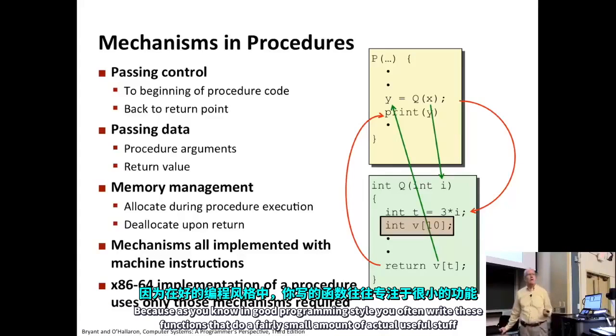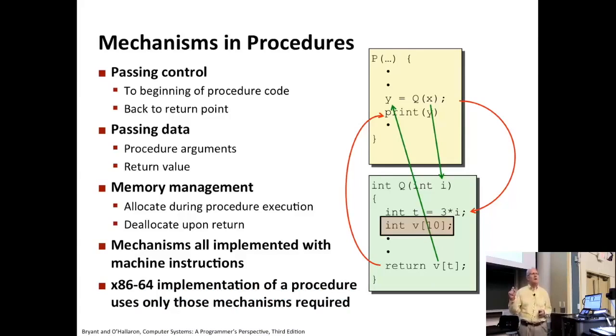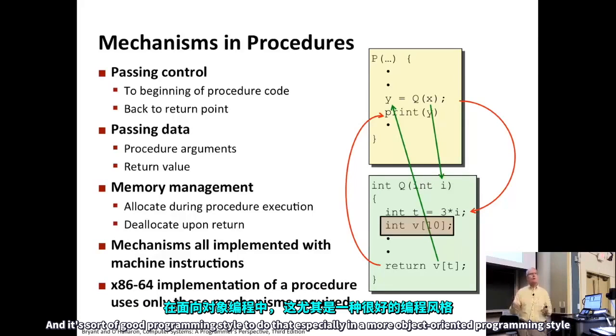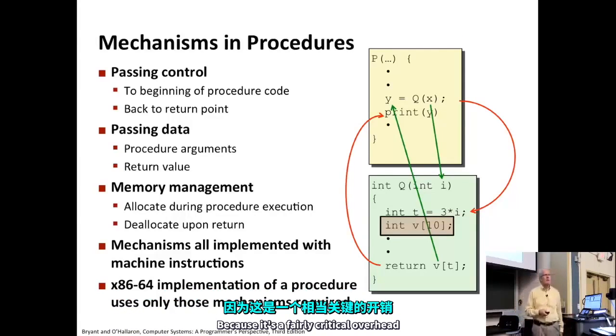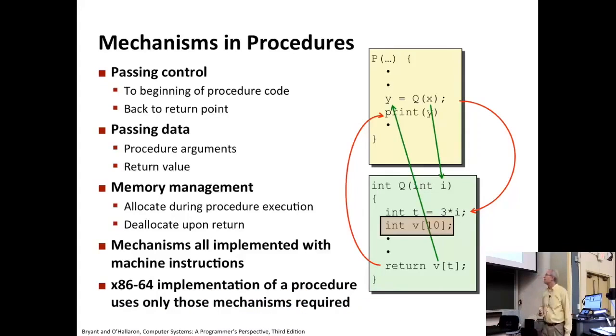Because, as you know, in good programming style, you often write these functions that do a fairly small amount of actual useful stuff. And it's sort of good programming style to do that, especially in a more object-oriented programming style. And so you don't want the overhead, the extra number of steps taken to invoke a procedure and deal with all those aspects, to take any more time than it needs to, because it's a fairly critical overhead.